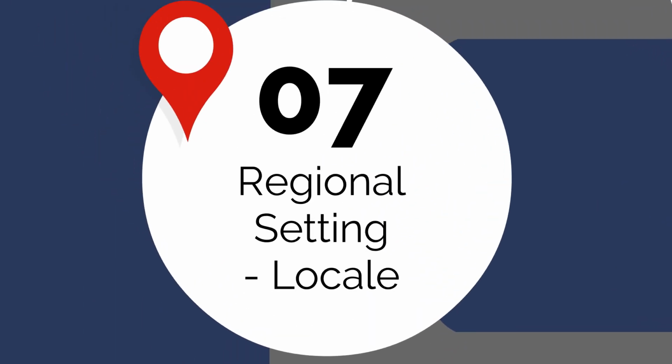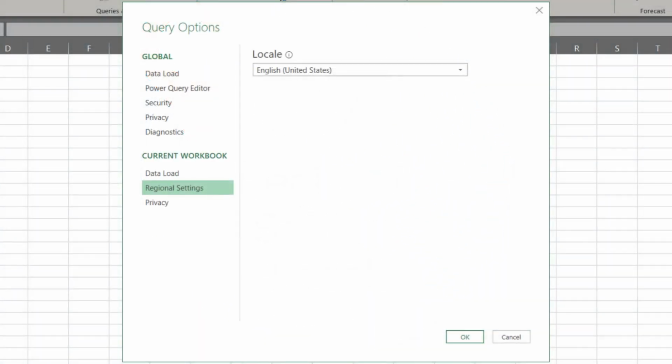Number 7 is Regional Setting Locale. Regional settings. This needs to be changed in your location. I am in Australia, and it always defaults it to the United States for me. Then I always get the United States date format, and it always confuses me. So let's make a change.